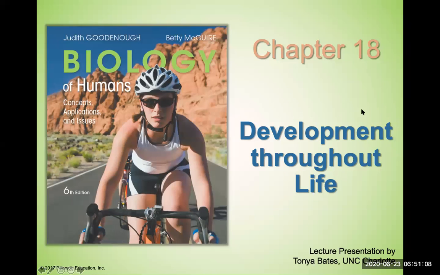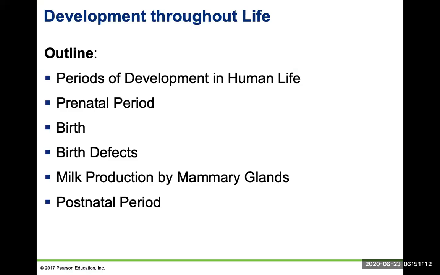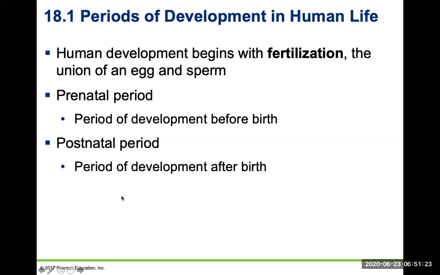Chapter 18 goes along really well with chapter 17, which was reproductive system. In chapter 18, we talk about development in human life, the prenatal period, birth defects, a little bit more about milk production, and the postnatal period. So it's kind of a continuation on from the reproductive chapter. The prenatal period is the period of development before birth, and postnatal period is after birth.